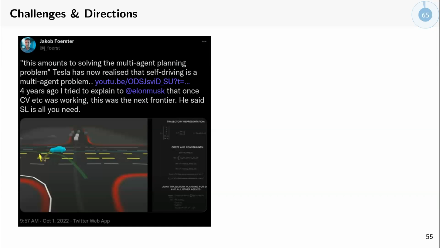And recently there's this tweet that I saw from Jakob Foerster. So apparently Tesla realized that self-driving is a multi-agent problem. And Jakob once tried to explain to Elon Musk that once we have computer vision solved, this will be the next frontier. But at that time, he said that supervised learning is solving it.